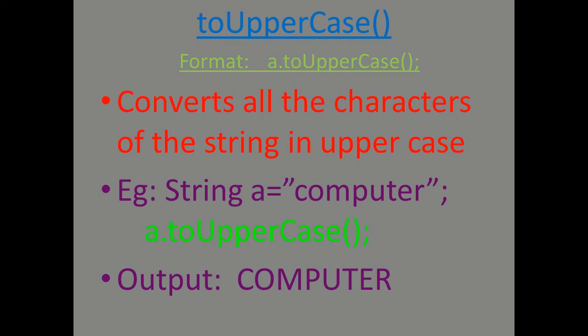Let's see the example. Here we can see the example: string value A equal to "computer". First we will write the data type, then the variable name, then put the equal symbol. Within double quotes you write the value. Here I have given computer in small letters. After that put one semicolon also. Then how can you use this function? First you write the variable name, dot, toUpperCase, then with brackets and no arguments, then put the semicolon.